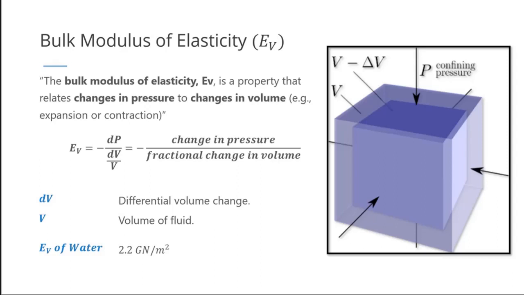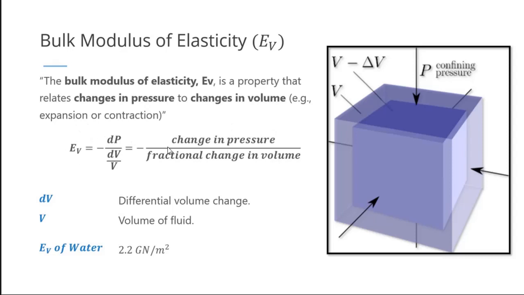Okay, good day class. In this video, we will talk about bulk modulus of elasticity, symbol EV. So ano ba tong bulk modulus of elasticity? It is a property that relates changes in pressure to change in volume. So for example, pag nagbago yung pressure, it either expands or contracts. So pag tumaas yung pressure, it will contract. Pag bumaba yung pressure, it will expand.